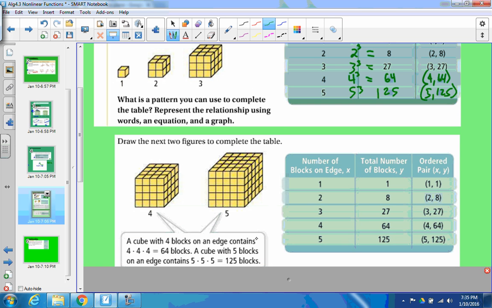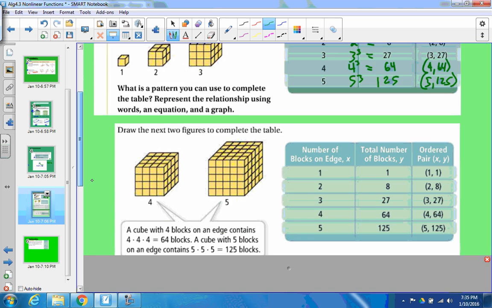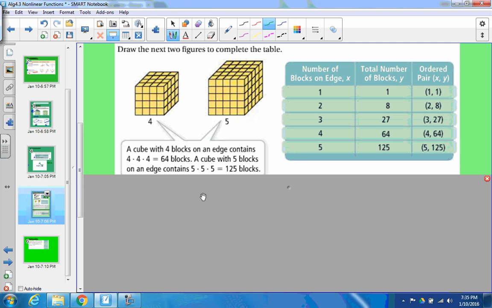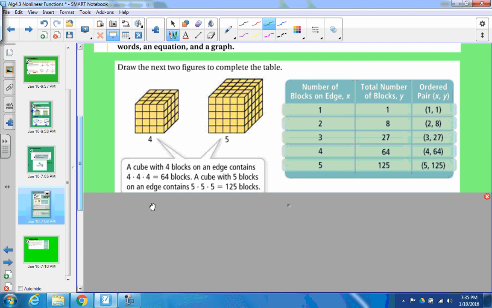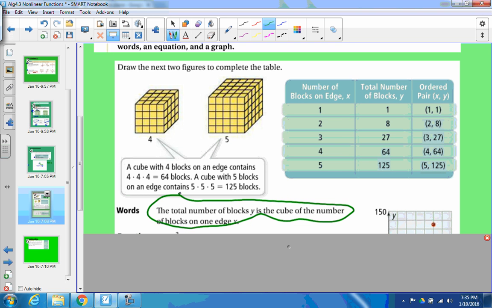We have our table then. We filled it in with a table. We can write that in words and describe how that's changing. And you can say it this way. We have our little thing in words right here. The total number of blocks is the cube of the total number of blocks on one edge.